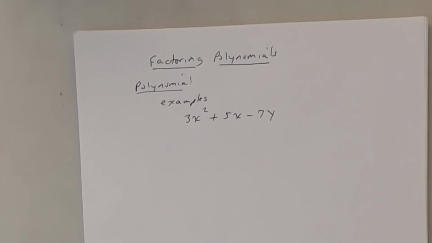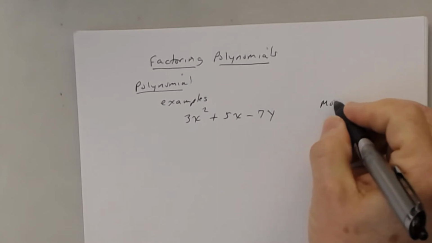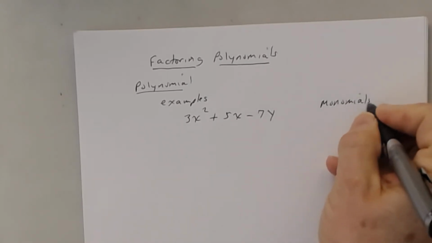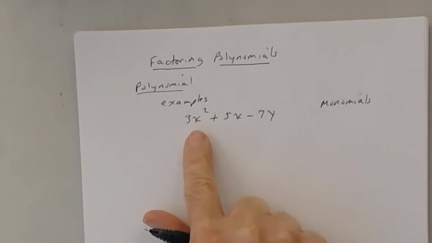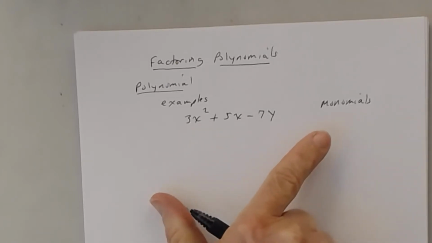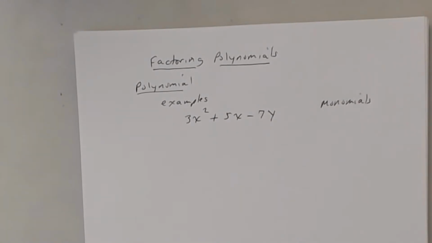So what makes it a polynomial is the fact that it's made up of one or more terms, and these terms are called monomials. So mono meaning one. So if you look at that first term, the first term is what term? 3x squared. That's the first term. So it would be a monomial. It's a monomial, that one term.